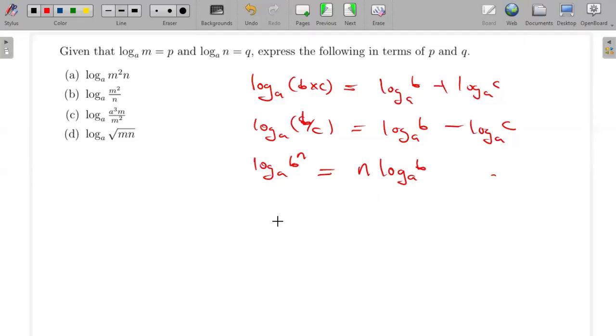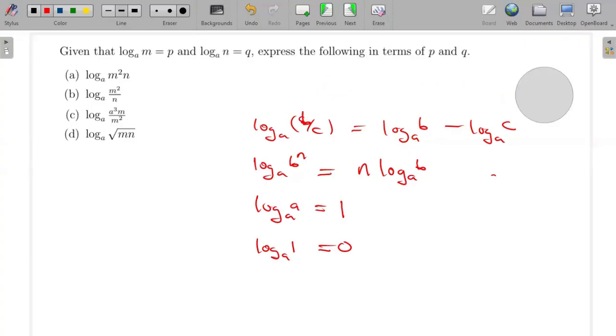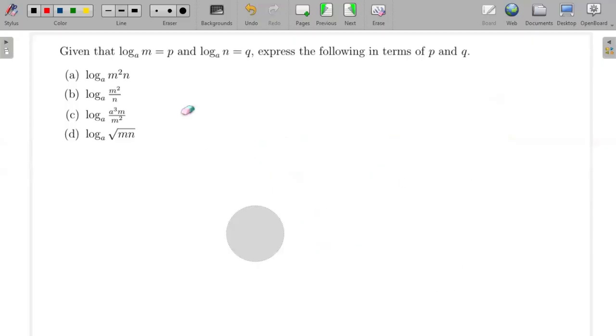Another rule, just in case you have forgotten, is log a of a, which is going to give me 1. And log a of 1 is going to give us 0. So any base that you use, as long as you're taking the log of 1, it's going to give you 0. I hope that has refreshed your memory on the laws of logarithms. So now let us answer the question.